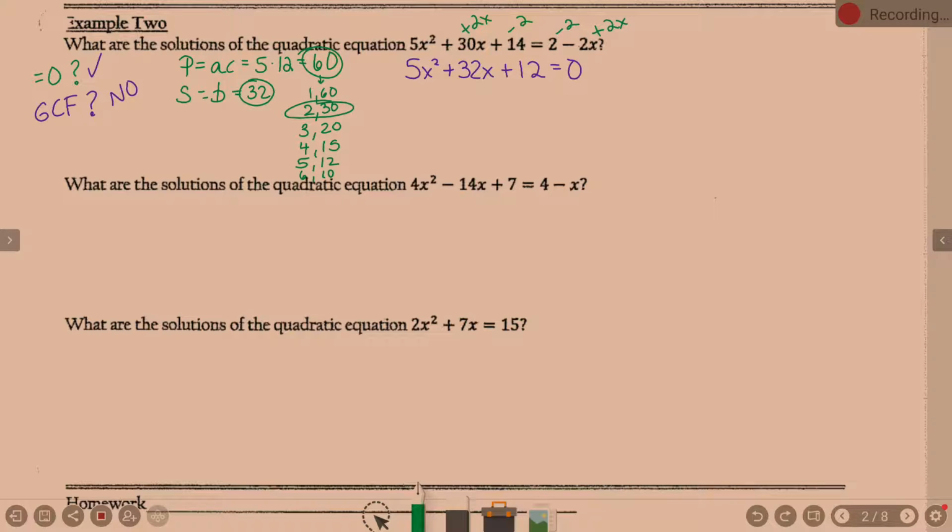2 and 30, right? 2 times 30 is 60. 2 plus 30 is 32. Double check yourself. Okay. Do you remember what to do from here? You gotta split 32.